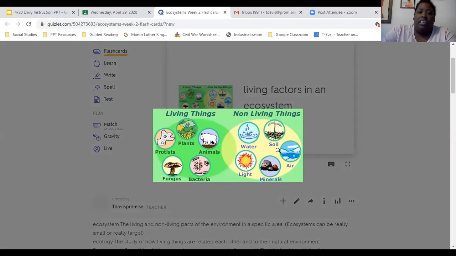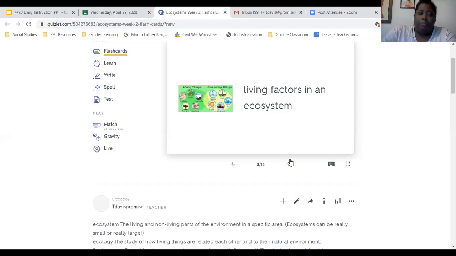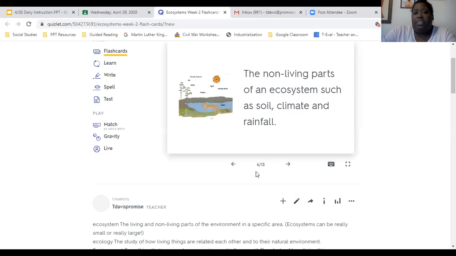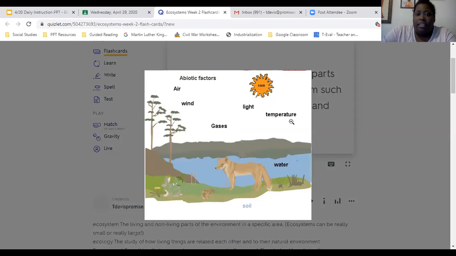And so these are the organisms that we mainly talk about. These are the non-living things, the abiotic factors. So the abiotic factor is the non-living parts of the ecosystem, such as the soil, the climate, and the rainfall, the wind, the amount of sunlight, the average temperatures. You can identify an ecosystem or a biome by its non-living and living components or factors.